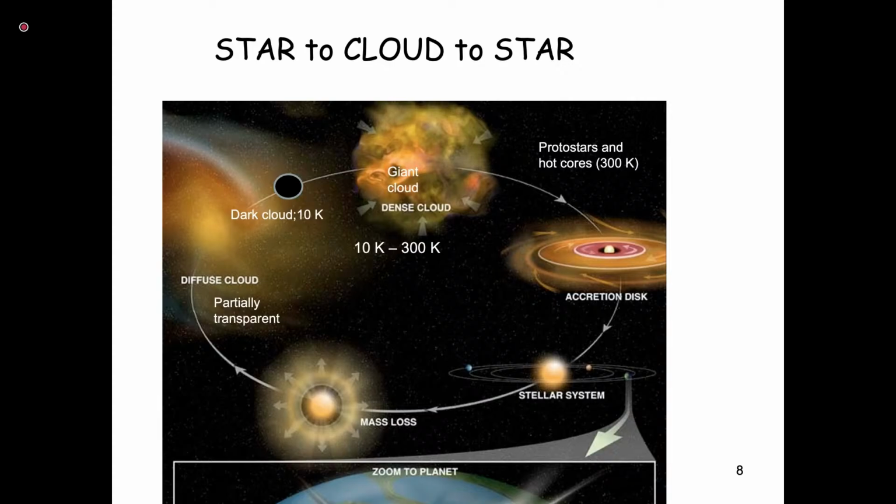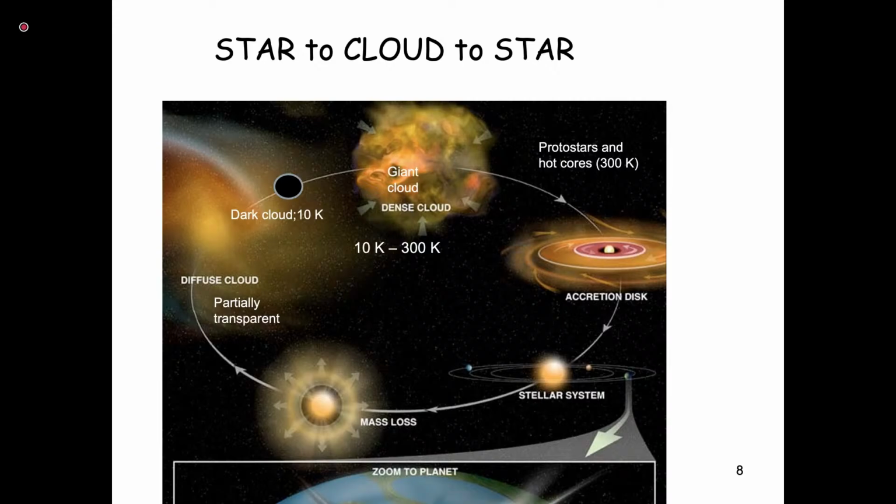All right. Now, here is a very simple-minded picture of what happens to stars. And the basic idea is that stars go through a sort of a phase, or many phases, and come back to where they started.